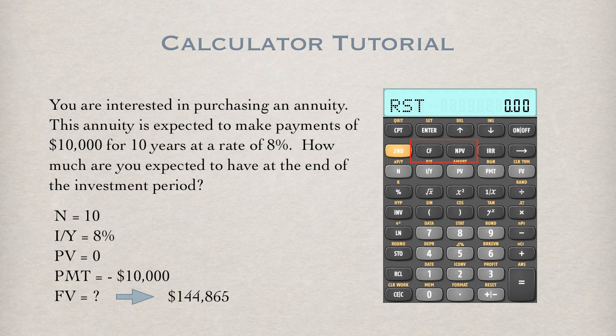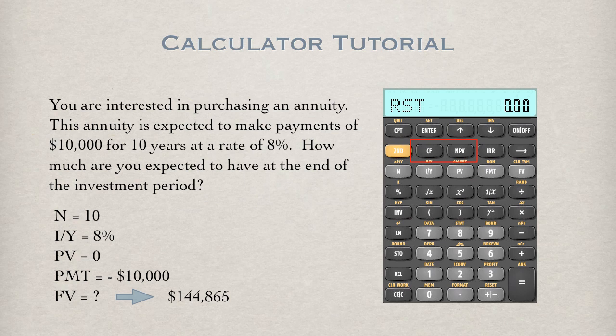So let's look at a problem using the calculator. We're currently going to be looking at just a regular annuity. So for example, you're interested in purchasing an annuity or investing in an annuity. This annuity is expected to make payments of $10,000, so you're going to be making payments into a bank account of $10,000 per year. Okay, and you're going to do that for 10 years at a rate of 8%. So you're investing $10,000 per year into a bank account for 10 years, and you're going to earn 8% on your investment. How much are you expected to have at the end of the investment period?